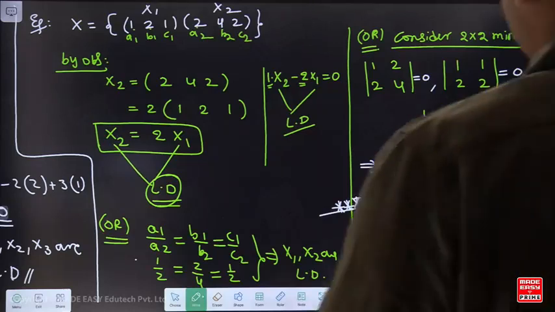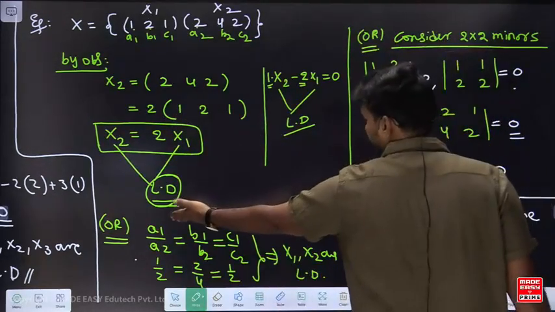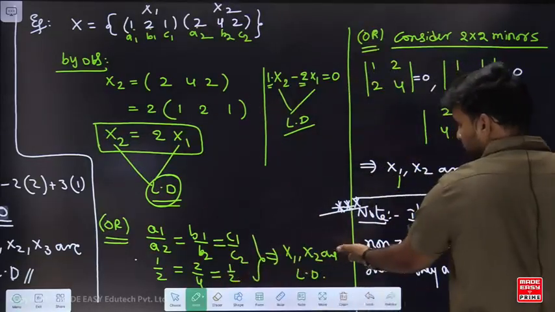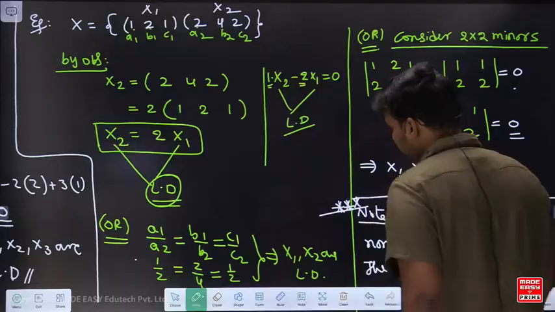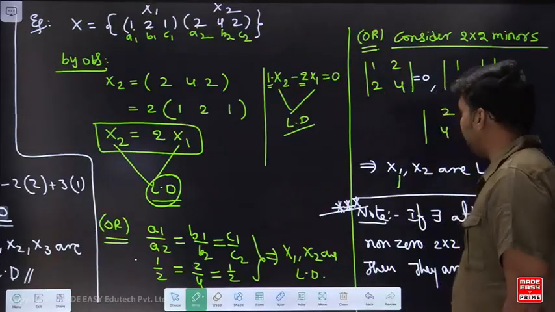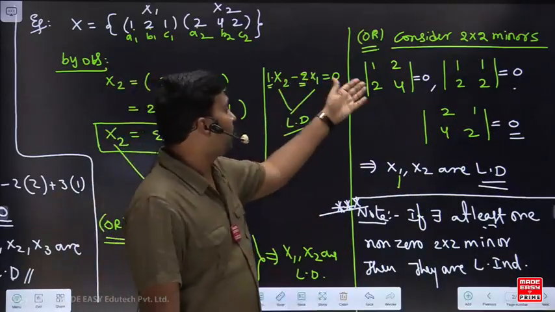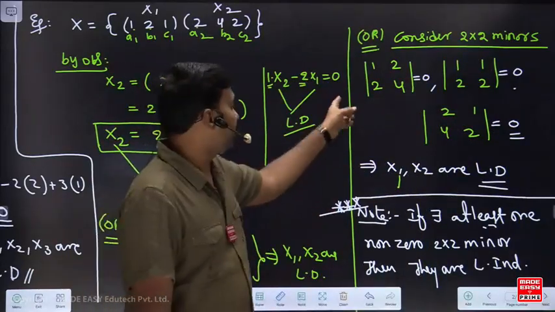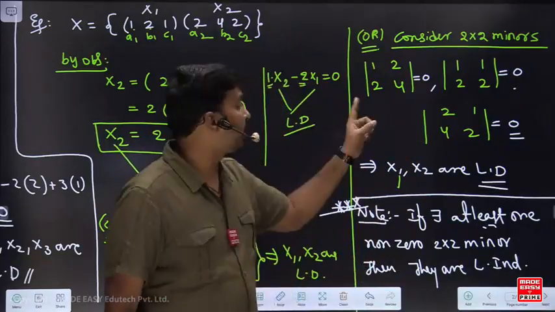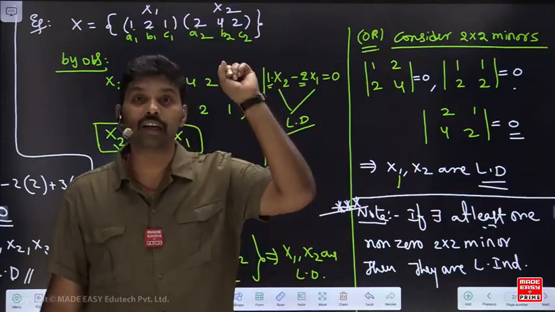For 2 vectors, you have to check: if one vector is a scalar multiple of the other vector, then they are linearly dependent. If that is not possible, then check the ratios. If all the ratios are the same, then they are linearly dependent. If you cannot form the ratios either, then we can go for 2 cross 2 minors. So if any 2 cross 2 minor is non-zero, then they are independent. But if all 2 cross 2 minors are zeros, that means they are linearly dependent.